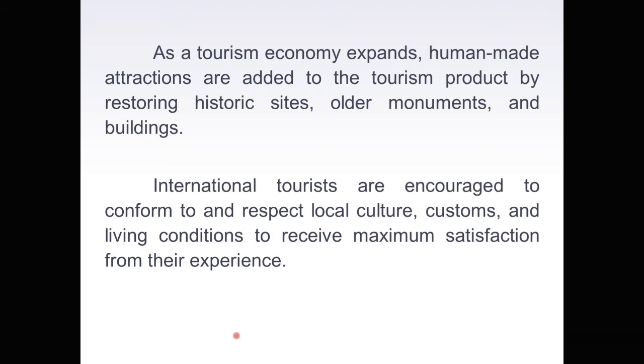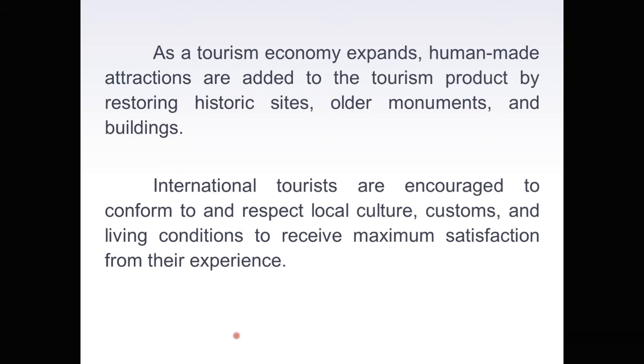So, aside from that, sinasabi din dito that the international tourists, tayo, kunyari, nagpunta tayo sa ibang bansa, we are encouraged, actually, I think it is really a mandatory thing for us to conform. Ibig sabihin, sumunod. Di ba? For us to conform and respect yung mga culture within the area. Okay? The customs, yung kanilang practices, yung pamumuhay nila, living conditions. Okay? For us to receive a maximum satisfaction from the experience.